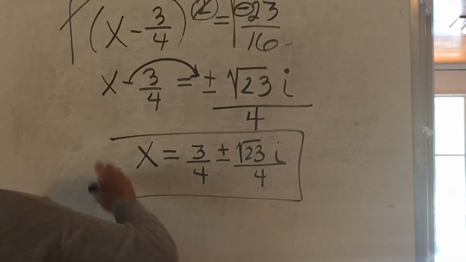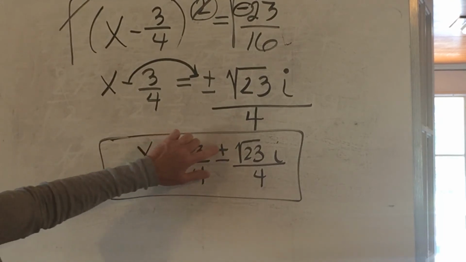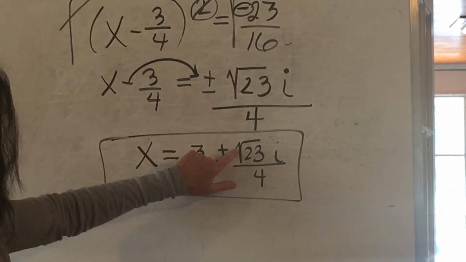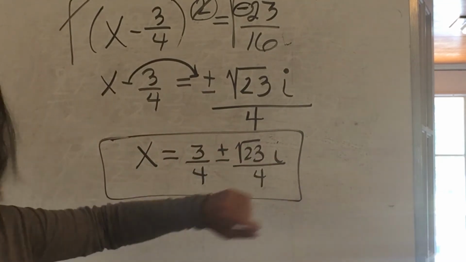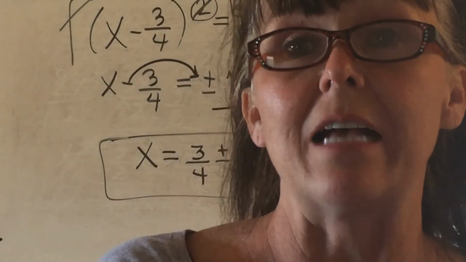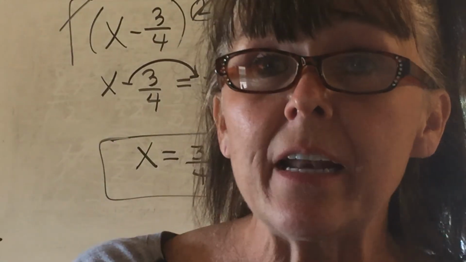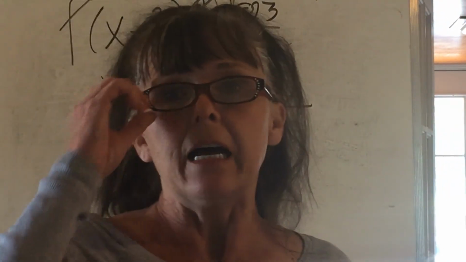Now, let me ask you this. Do numbers add or subtract with radicals? Do numbers add or subtract with i's? Absolutely not. i's would only add with other i's. You can't combine them. You are done. All right, very good, very good.